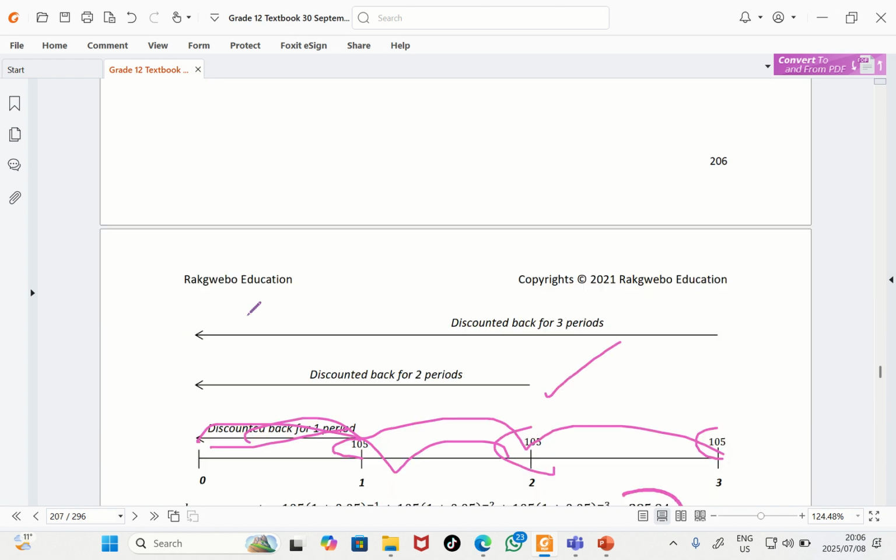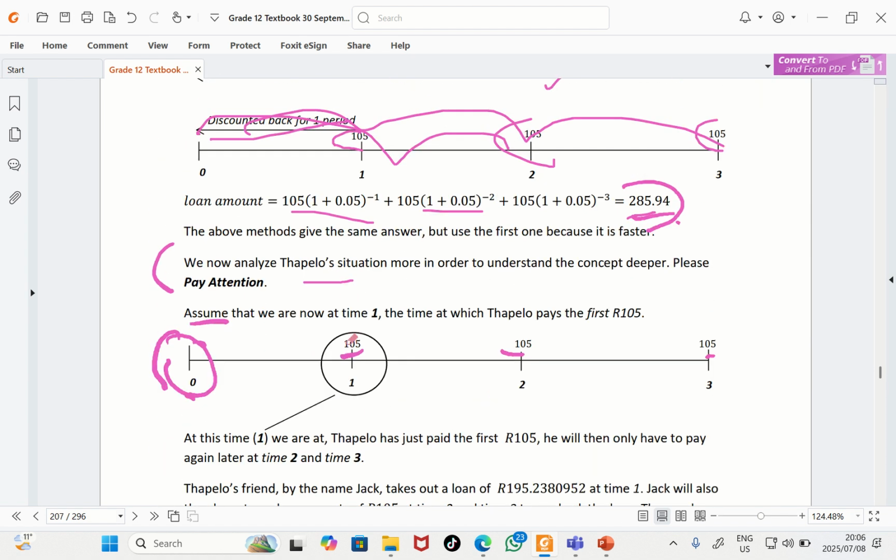So now we want to analyze this deeper, like I said. So let's just say, okay, this is time now, and then this is time one. This is at the end of the first month, right? And then now the 31st of January. Let's just assume it's today, and then he literally makes this payment.